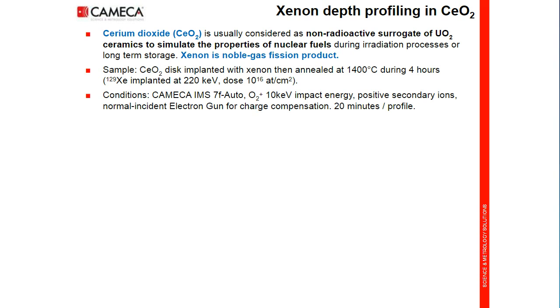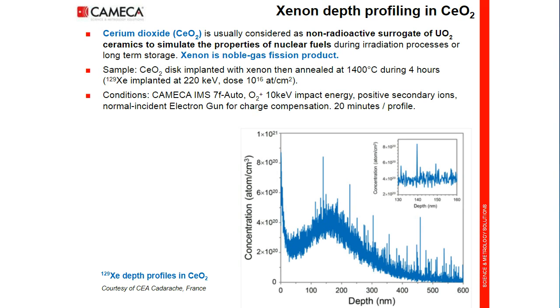Analyses of the CeO2 sample were performed on the CAMECA 7F02 using O2+ primary ions at 10 keV impact energy and collecting positive secondary ions. A normal incidence electron gun was used in order to avoid charging effects during sputtering. The duration of each depth profile analysis was around 20 minutes.